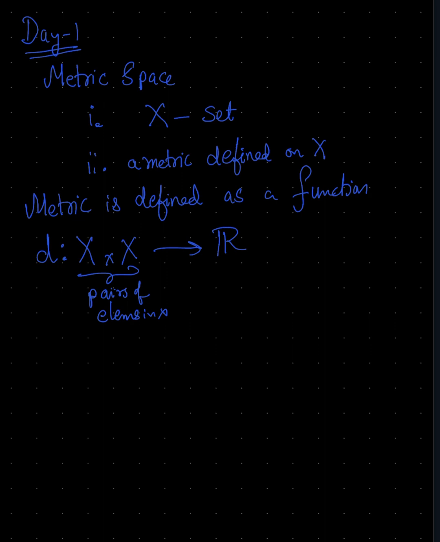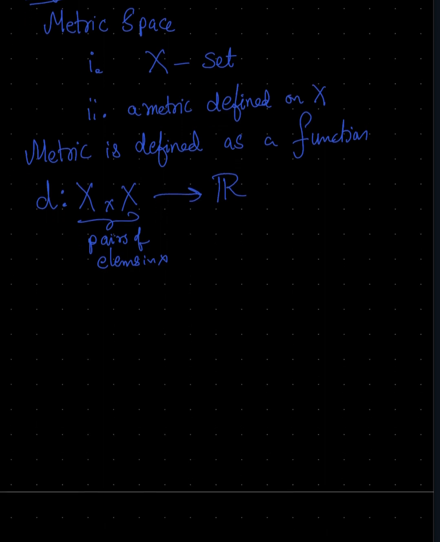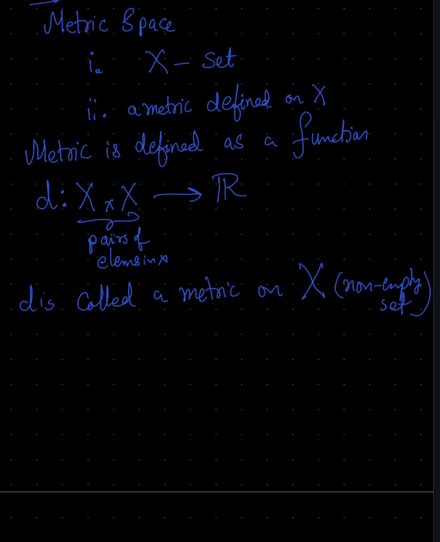So any function that does this mapping from pairs of elements in X to the real line is called a metric when, with capital X a non-empty set, it satisfies the following three properties.